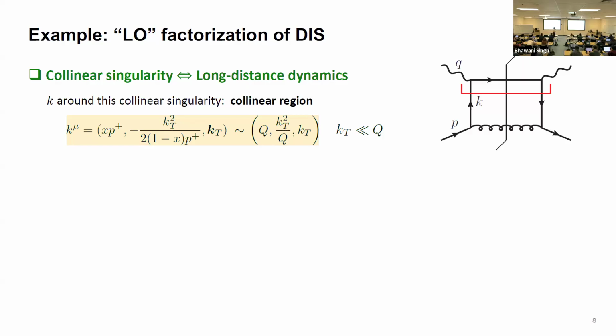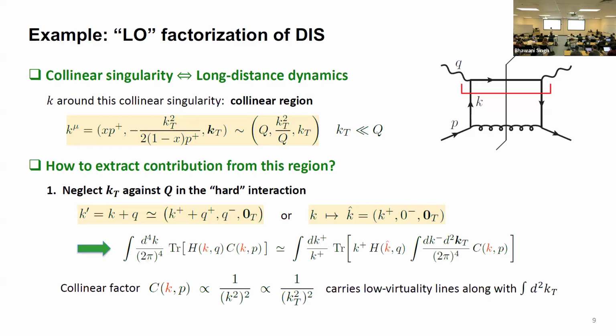And we can take the previous slide to write down the form of this momentum k. It has a plus momentum proportional to p plus, a minus momentum proportional to kt squared, and a transverse momentum. So we are looking at the region where kt is very, very small compared to the hard scale q. In this case, it has a scaling with a large plus component, a very small minus momentum of order kt squared over q, and a very small transverse momentum kt. This is the classic or canonical scaling for collinear momentum.